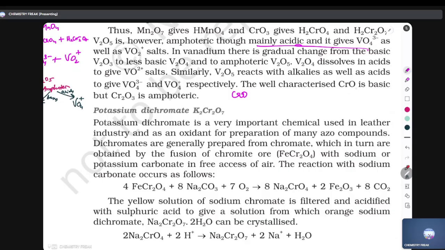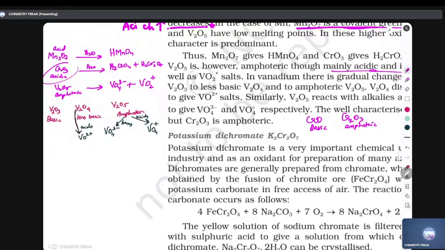CrO basic, Cr2O3 amphoteric, CrO3 acidic. How do you know it is acidic, sir? Just now we have written CrO3 is acidic.